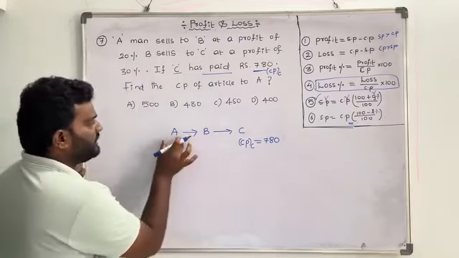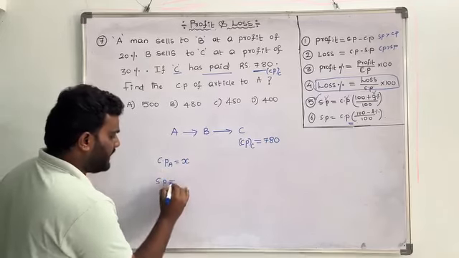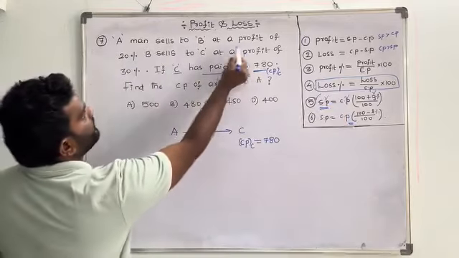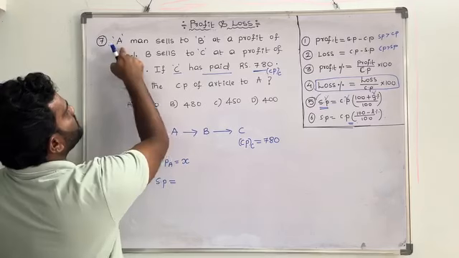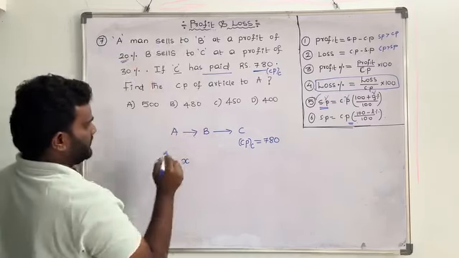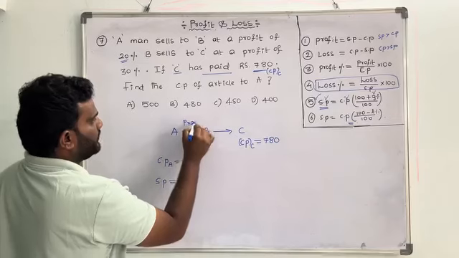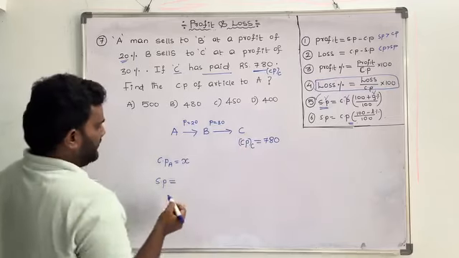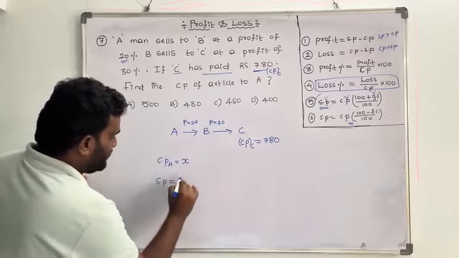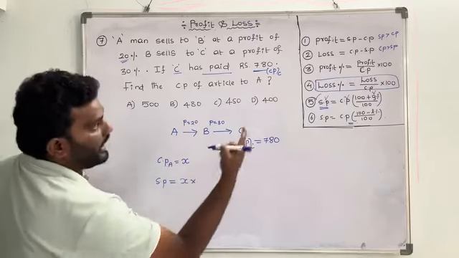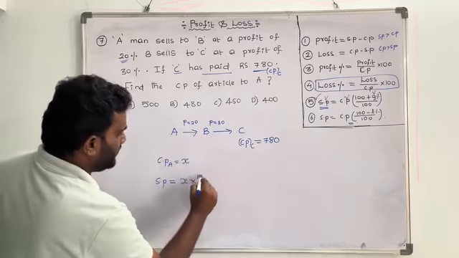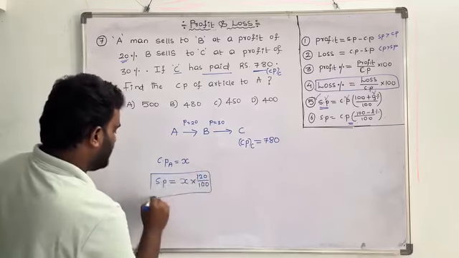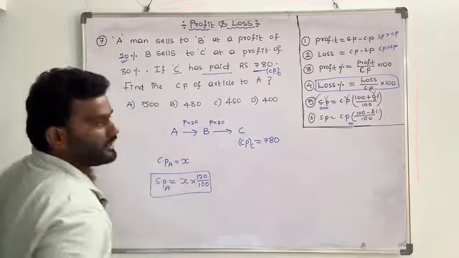Now what is the selling price of A? What is the selling price formula? If profit is given, a profit of 20%, right? A sells to B at a profit of 20%. So here the profit is 20, and B's profit is 30. See, what is the selling price now? Cost price into 100 plus gain. 100 plus 20, 120. 120 by 100. This is the selling price of A to B. Correct?